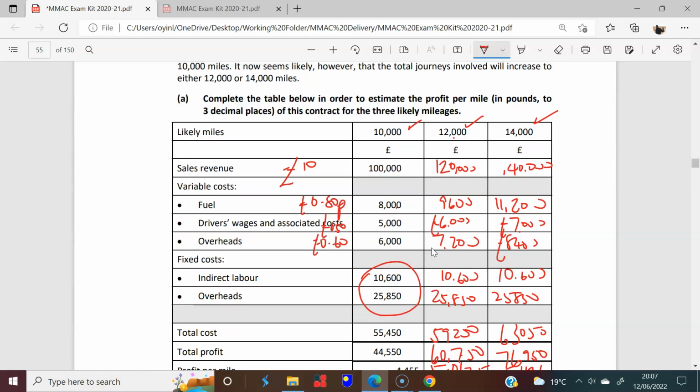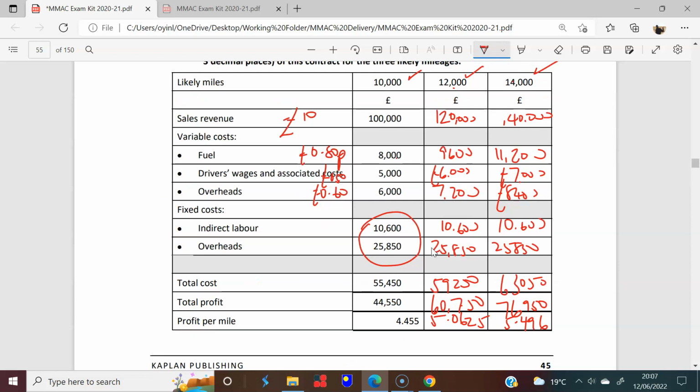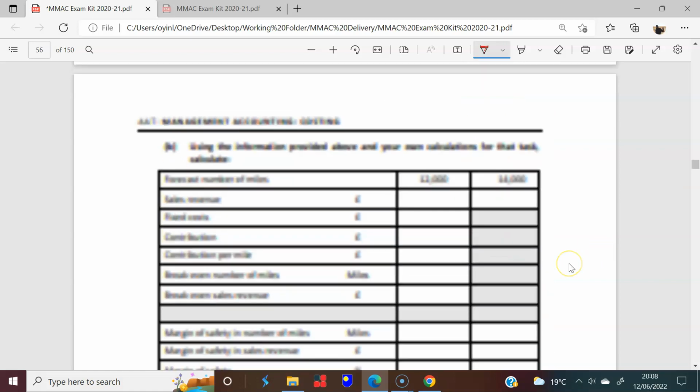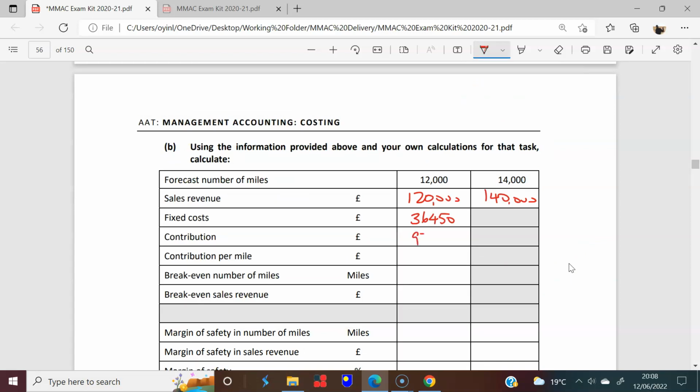What the contribution was here, we didn't calculate that. So the contribution was the 120,000 minus all of the variable costs, which were 9,600, 6,000 and 7,200, which gives 97,200. So we have a contribution of 97,200, and we have 12,000 miles. So the contribution per mile, if you like, is the 97,200 divided by 12,000.